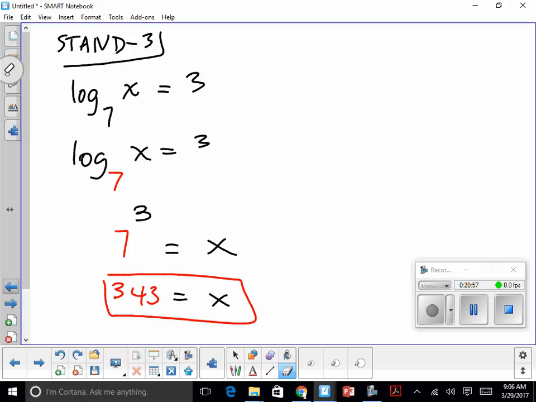Let's do a second one. Do me a favor. The second problem in line, so that you can be doing it while I'm writing it. Step 1. Change it from logarithmic form to exponential form, and then get the answer. So problem 2, do what we did on the board.